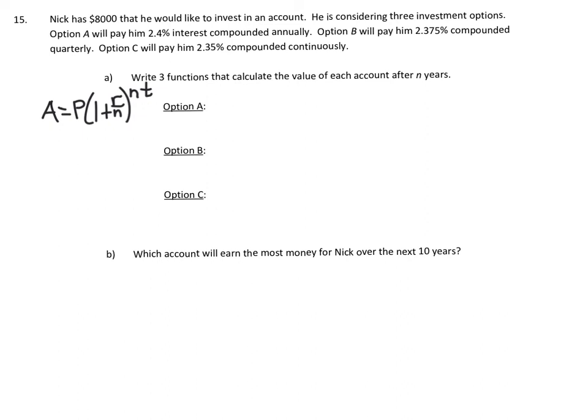Now, because they want us to write, in part A, a function, we don't want to just write A equals. We normally would write A of t equals, but because they're telling us to use n to represent the years, instead of A of t, we're going to write A of n. Okay, n is representing the years here. So then he's investing $8,000, so we're going to plug that in for the P.